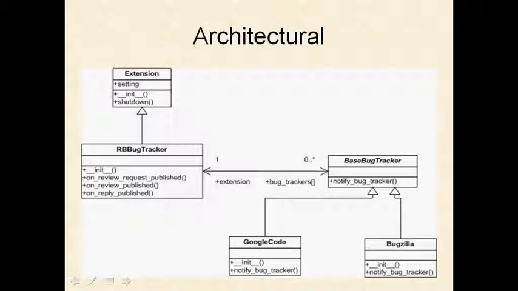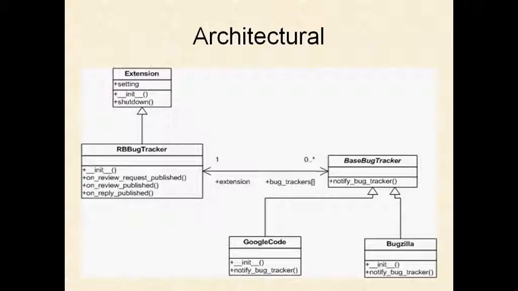The purpose of this design is to decouple the extension framework from the specific bug checker API. So if the Google API changes, we just need to change the adapter method in the Google wrapper class, and we don't need to change anything in the extension. That's maintainable and extendable. In addition, the extension RB bug checker just knows a bug checker is a general bug checker. It doesn't know if it's Google Code or Bugzilla.